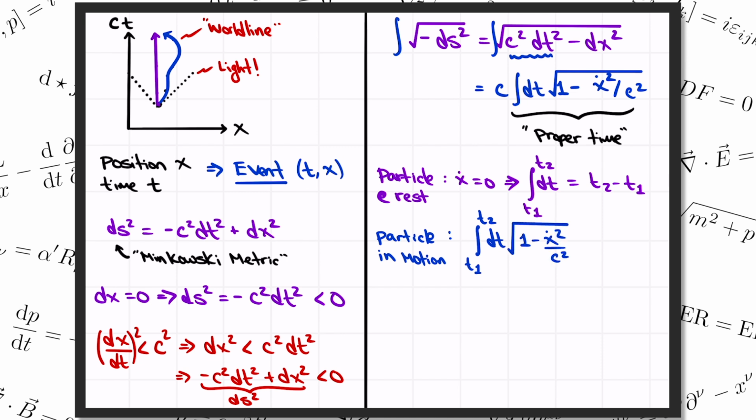The key thing to notice here is that this square root, which appears in the integral, is always going to be less than 1. Again, that's just because the speed of the particle has to be less than the speed of light. So the time that ticks off on the moving particle's watch is less than the time on the stationary particle's watch. This is called time dilation, and it's probably the most famous of all the weird effects that we see in special relativity.